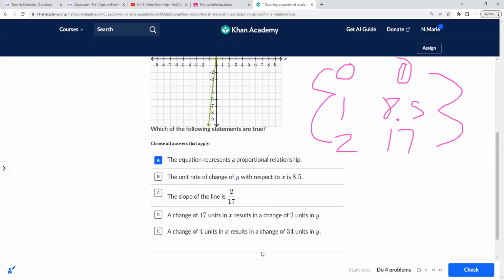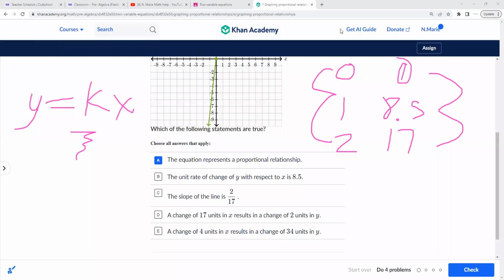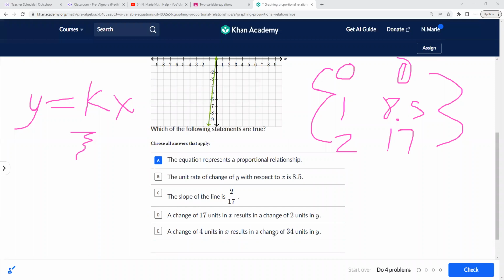Also for proportional relationships, you'll see it in this format a lot of times. Y equals K times X. K is the constant of proportionality. So 8.5 as a fraction would not be 2 over 17. It would be 17 over 2. And like I said, this is backwards. So it should be 2 for change of X and 17 for Y. So they're doing a lot of stuff backwards.